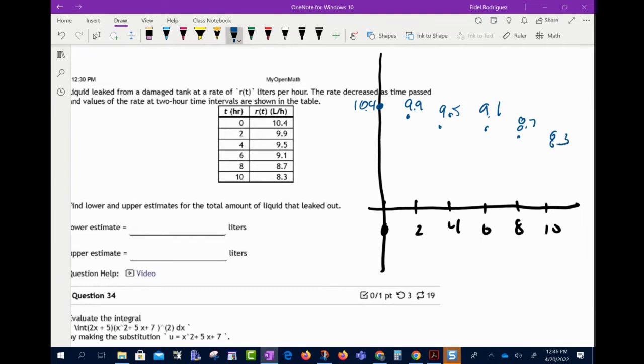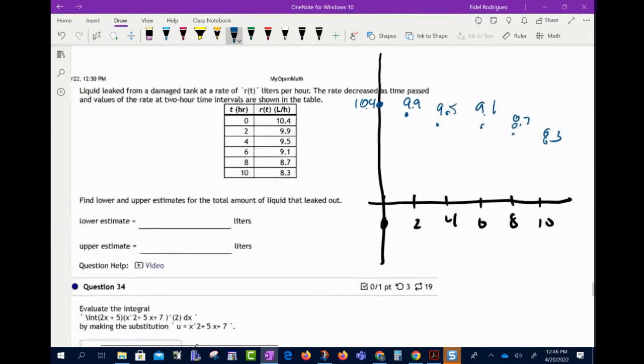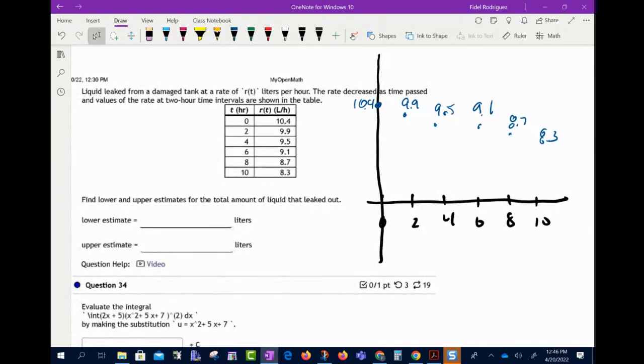Okay, now it's telling me, it says liquid leaked from a damaged tank at a rate of r(t) liters per hour. The rate decreased as time passed. Okay, it says the values of the rate at 2 hour time intervals are shown in the table. Okay, find the lower and upper estimates for the total amount that leaked out.